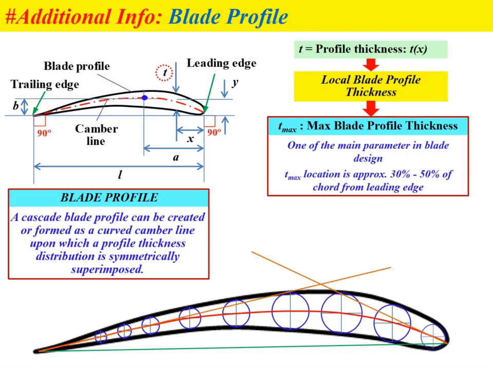Okay, so that's the meaning of this principle, where the cascade blade profile can be created or formed as a curved camber line upon which a profile thickness distribution is symmetrically superimposed. So later on in our class, we will discuss how to create this blade profile by using this method, where I want you to have two important skills related to the blade profile. Okay, later on we will discuss.